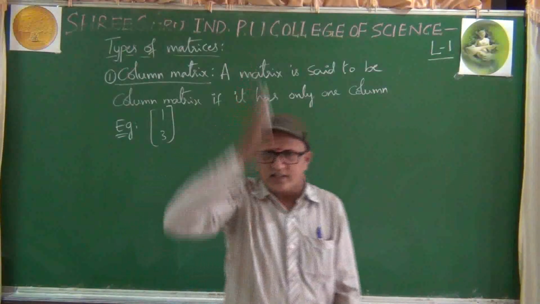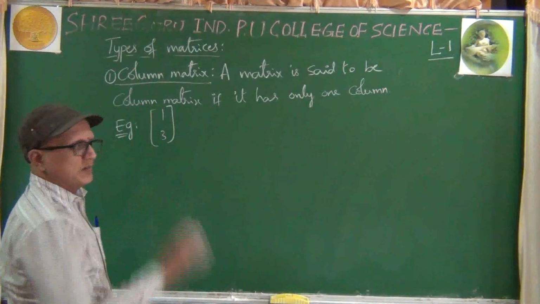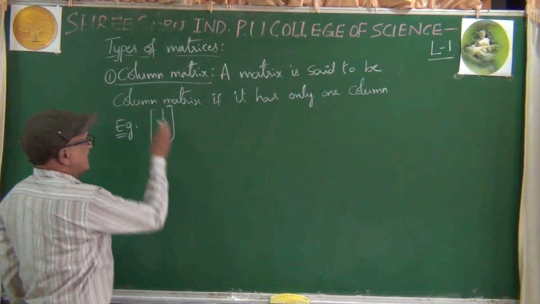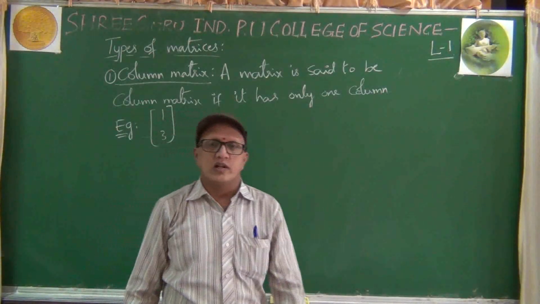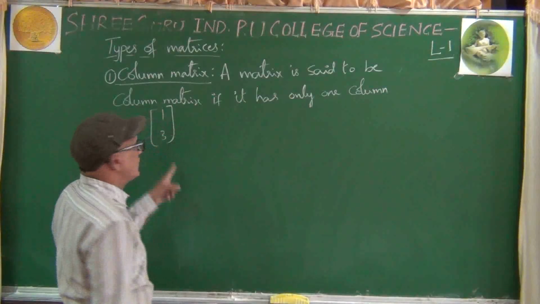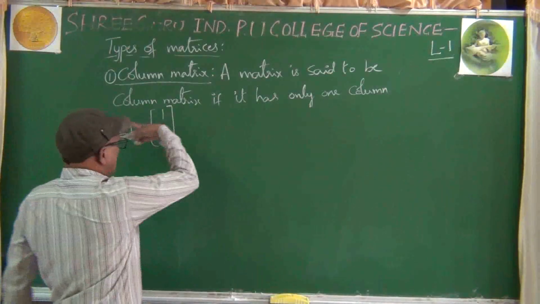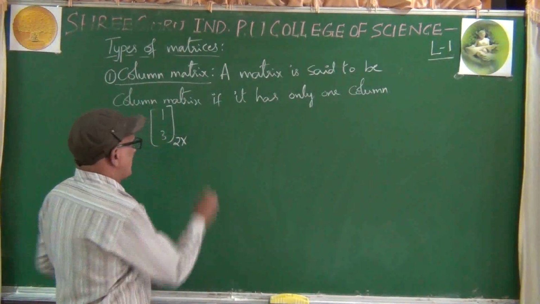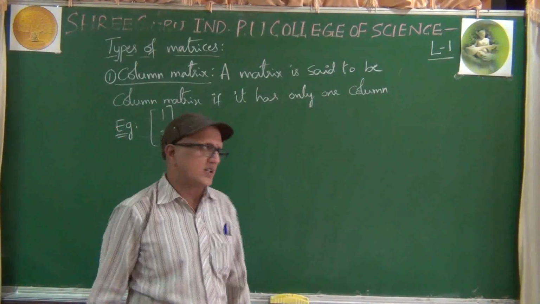How many columns are there? Column means like this. There is only one column. How many rows are there? Rows means like this. First row, second row. Totally 2 rows are there. Only one column is there. What is the order of this matrix? 2 rows by only one column. 2 rows, one column.